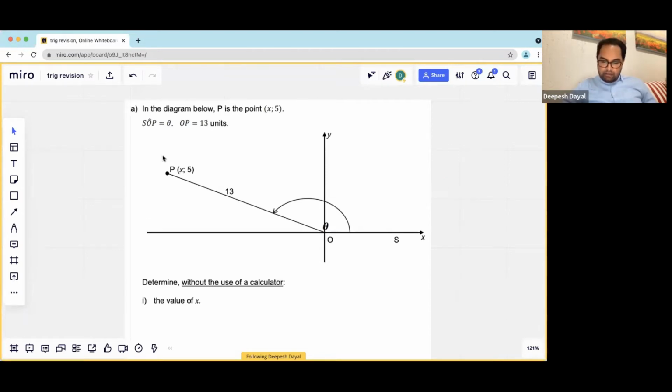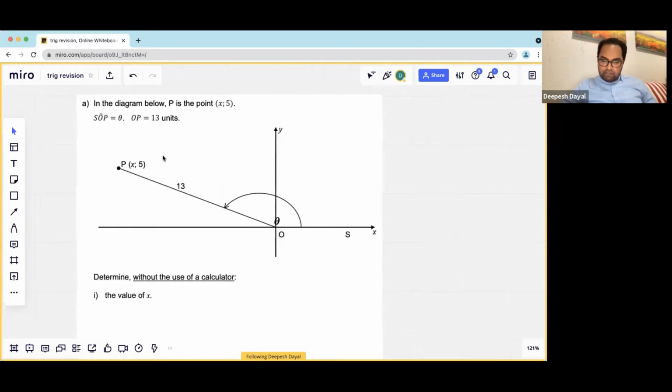12, thank you. Aiden, are you able to unmute? Yes. Okay, how did we get that? Pythagoras. How did you get 12? I used 13 squared minus 5 squared and it gave me 144. The square root of 144 is 12.